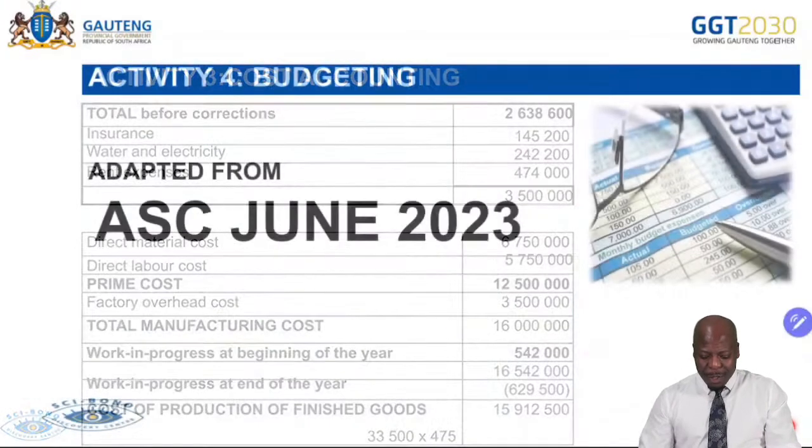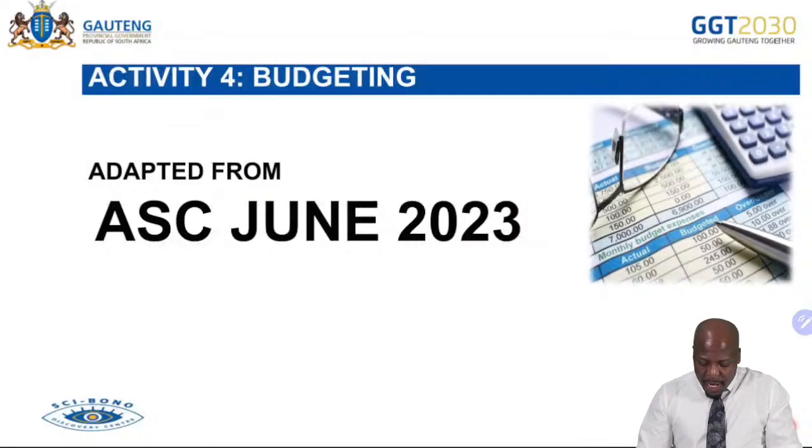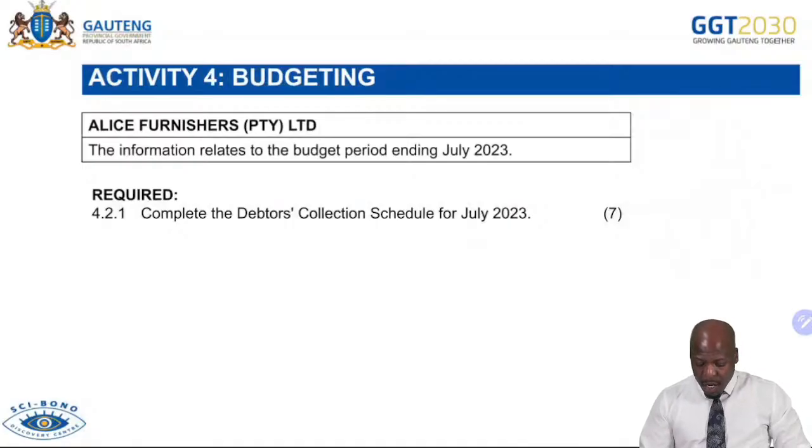So I'm going to move on now to budgeting. We're going to look again at the June 2023 paper. The first part is to complete the debtors collection schedule for July 2023. And we are looking at 7 marks.